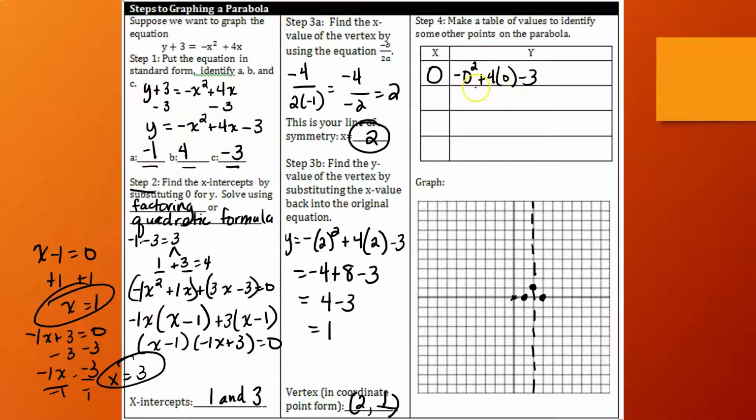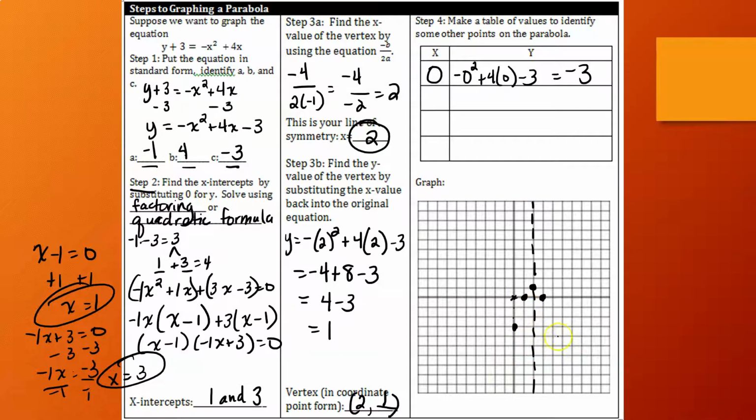0 squared is just 0. Negative 0 is just 0. 4 times 0 is just 0. 0 minus 3 is negative 3. I have now created another point on the parabola, 0 comma negative 3. So this is 0, and I can go down 1, 2, 3.